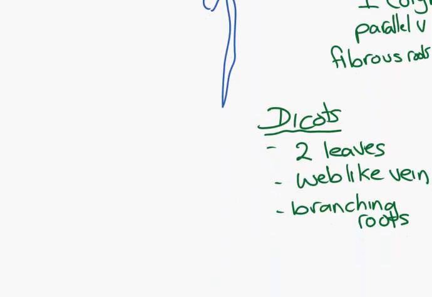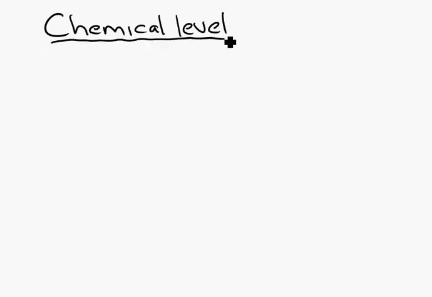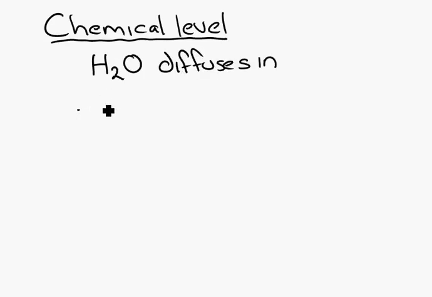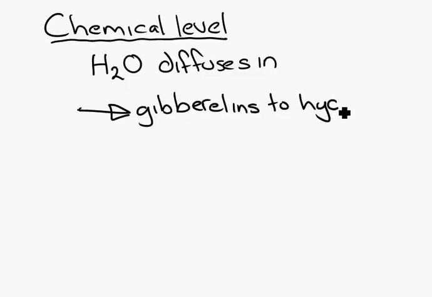However, the exam is more interested in chemicals. What's causing this to happen? So we can also look at this at a chemical level, which is really what they're after when you have a question on control of germination. The first step, water diffuses, science word, in, which causes gibberellin, or actually gibberellins, it's a group of hormones, to hydrate. When they're dry, they have no effect, they do nothing.